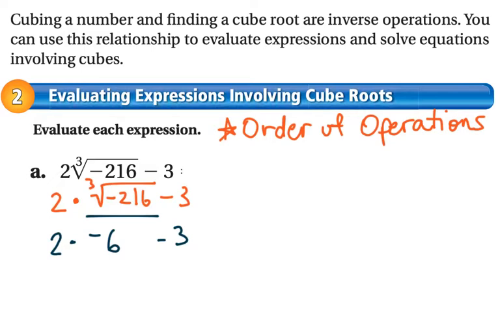Next would be any multiplication or division. And of course we have that here. 2 times negative 6 is negative 12. And we still have a minus 3. And we only have one operation left, so we take negative 12 minus 3 more and should end up with negative 15. And we have evaluated the whole expression.